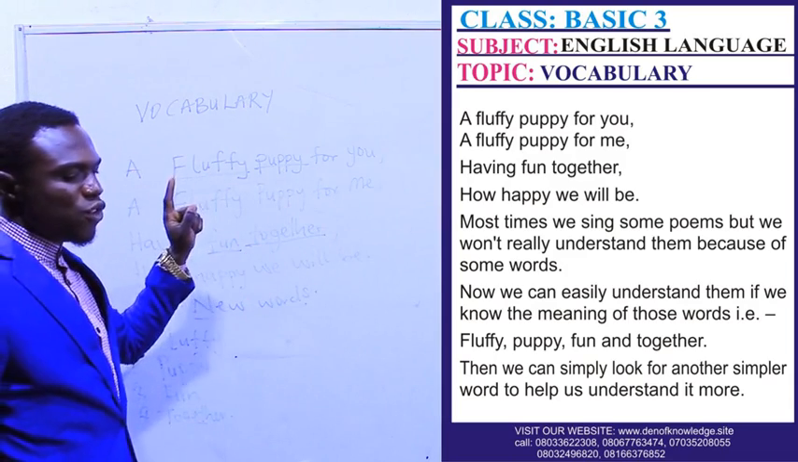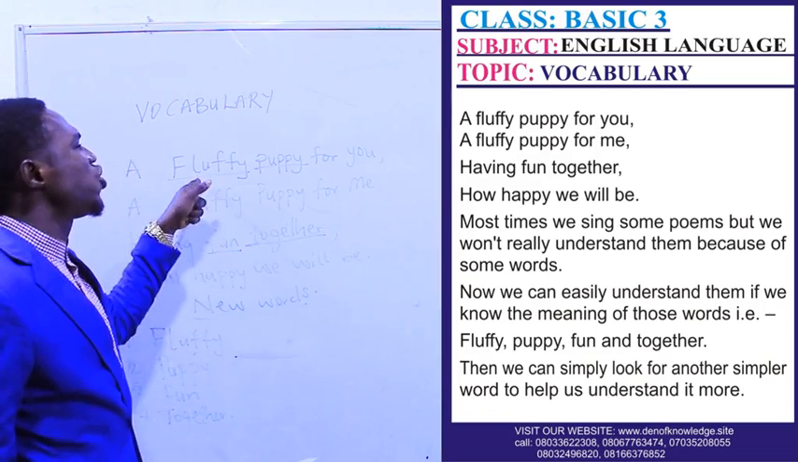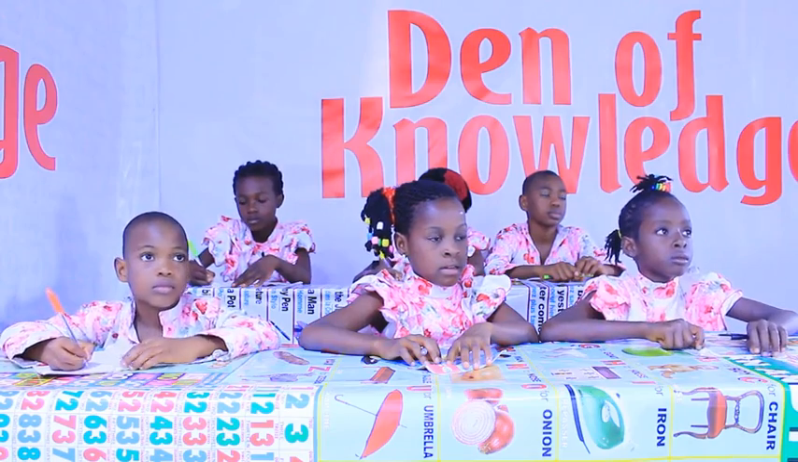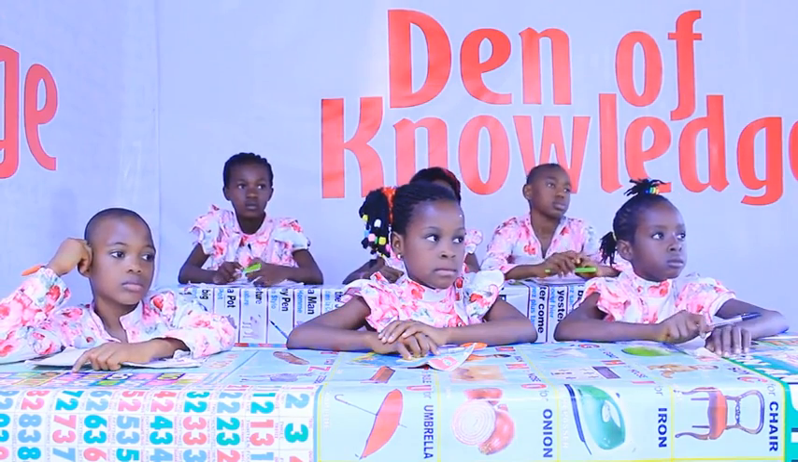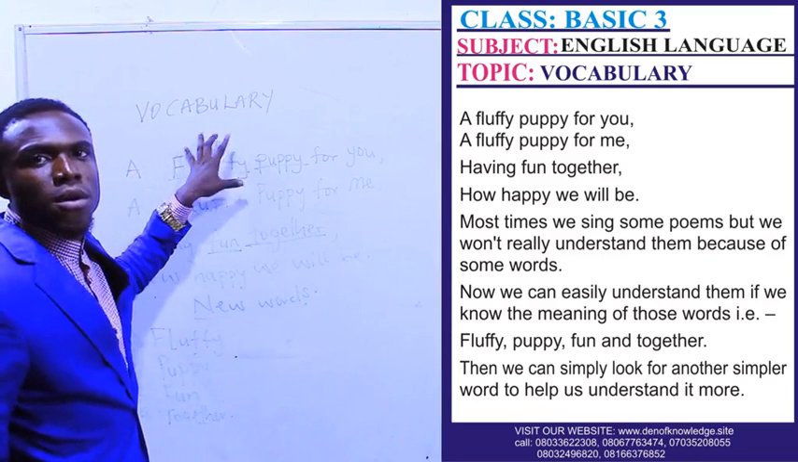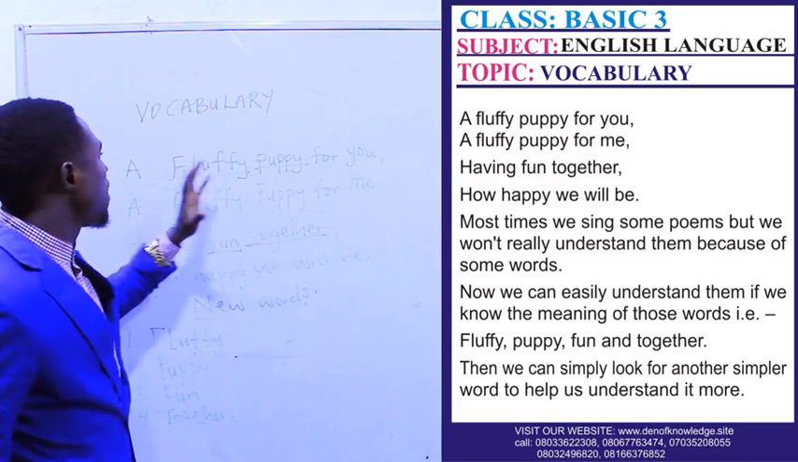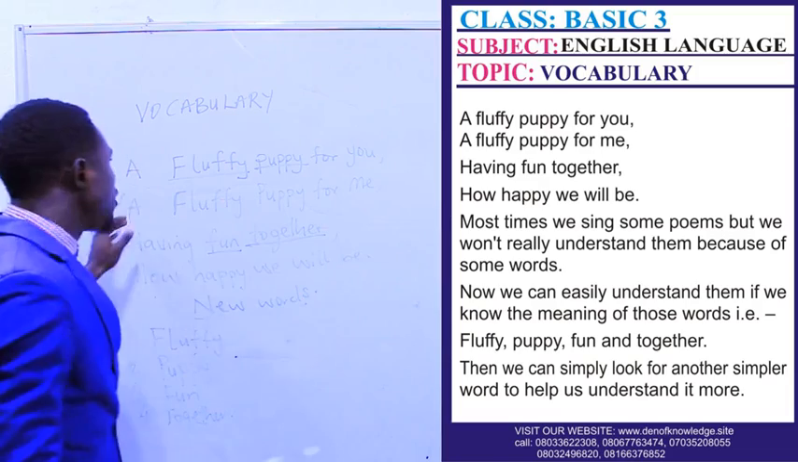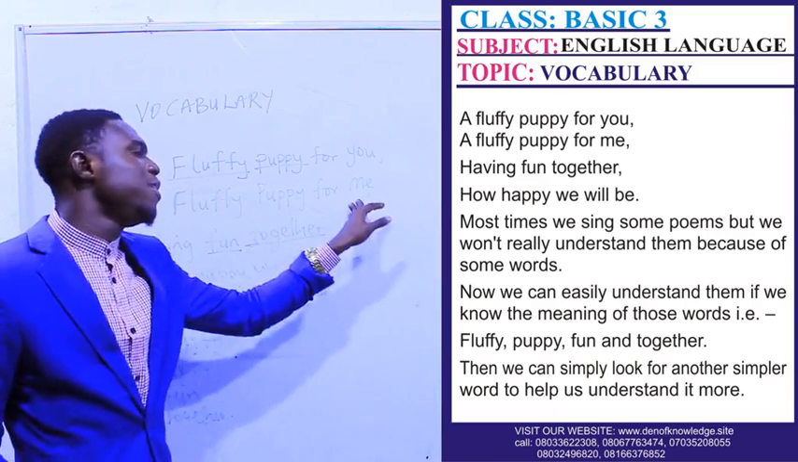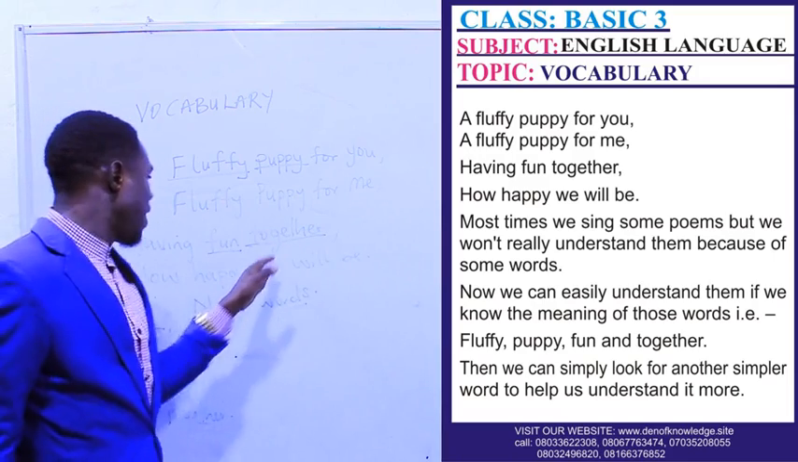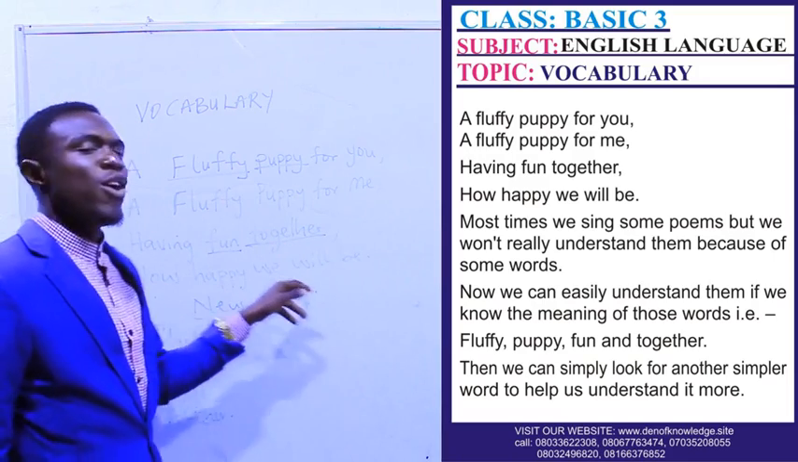Now, the last thing you do is what? Tell the relationship between this word by giving your own new word. Give your own new word to this. Something comfortable and soft: a doll. So you say, a doll that is comfortable and soft for you. A doll that is comfortable and soft for me. We have a good time with one another. How happy we will be.